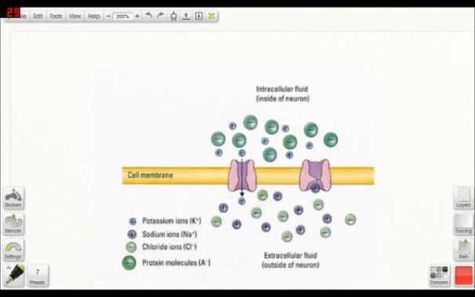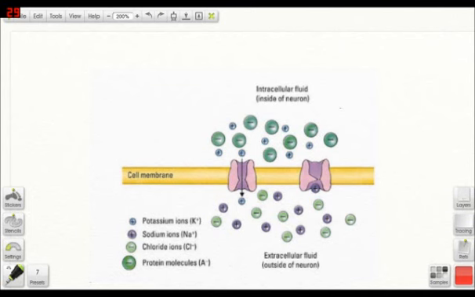Now, another important concept to understand is that in terms of charges, positive and positive will repel, negative and negative will repel, and positive and negative will attract. And in terms of how this is organized, there are positively charged potassium ions inside, negatively charged protein molecules inside, positively charged sodium molecules outside, and negatively charged chloride molecules outside. And when I say molecules in this case, I mean the ions themselves.